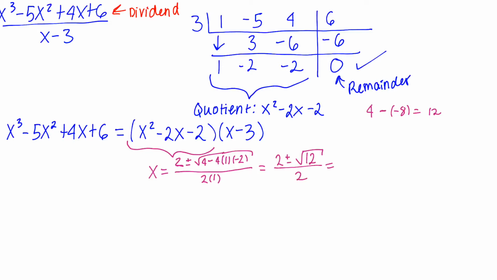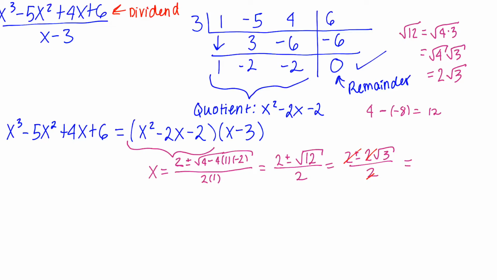So 12 divided by 2. This radical simplifies, so the square root of 12 is the same as the square root of 4 times 3, which is the same as the square root of 4 times the square root of 3, which is equal to 2 square root 3. So we have 2 plus or minus 2 square root 3 over 2, and we can cancel these 2's out since they all have a 2 in them. And we get 1 plus or minus the square root of 3. Those are the zeros of this guy here. They're not nice numbers, but they work.